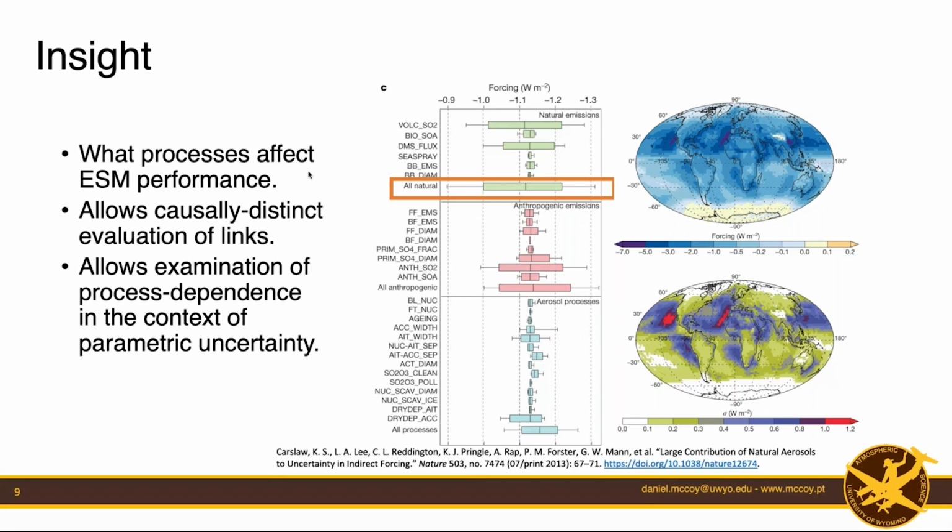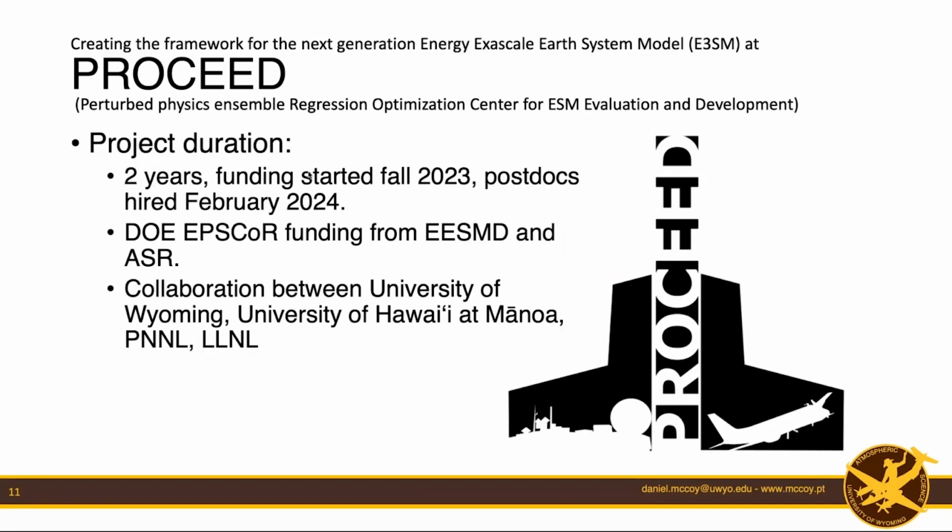So our project, as Susanna said, we called it PROCEED, which stands for Perturbed Physics Ensemble Regression Optimization Center for ESM Evaluation Development, which I realize is an acronym within an acronym, but we're pretty proud of getting something that spelled out something. It's a 2-year project, started in fall 2023. We've been able to hire on postdocs that started in February of this year. It's EPSCoR funded. The relevant universities are University of Wyoming and University of Hawaii at Manoa. And we're being collaborated with on the proposal by Pacific Northwest National Lab and Lawrence Livermore National Lab.